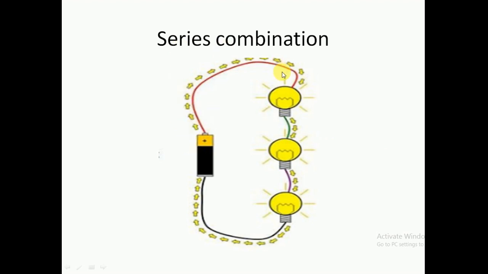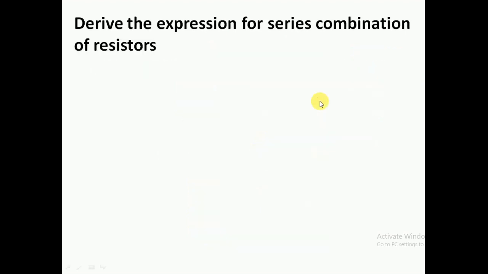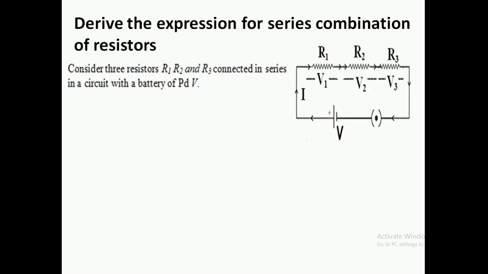In series combination, all the components are connected along a single path and the same current flows through all the components, and the potential difference across different components will be different. So same current, different potential difference is the main property of series combination. So let's derive the formula.